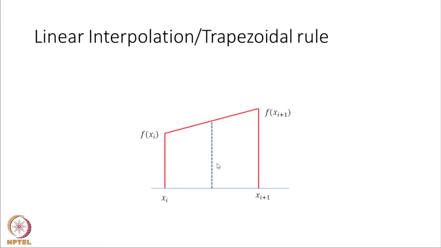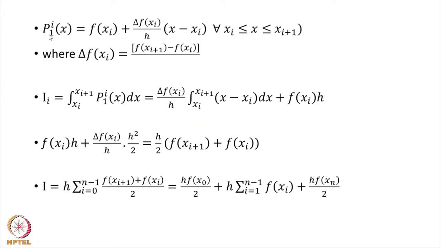So, one way to split the segment is to use what is called the trapezoidal rule. What is the trapezoidal rule? This is my f(xi), this is my f(xi plus 1). I assume that the function varies linearly between these 2 points, so the function is a linear function. So, what is a linear function? My linear polynomial is f(xi) plus delta f(xi) by h times (x minus xi) for all x going from xi to xi plus 1. Okay. So, delta f(xi) is the difference between f(xi plus 1) and f(xi).